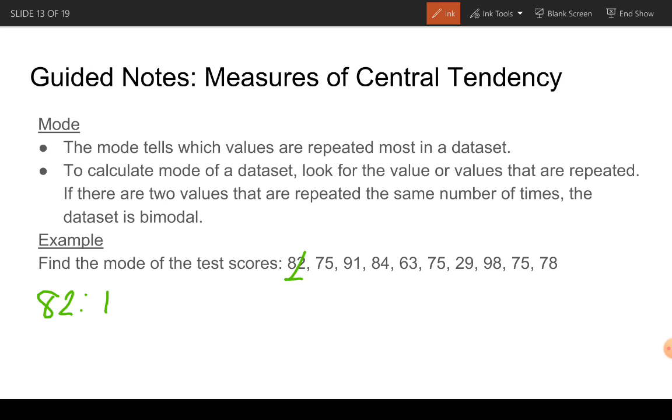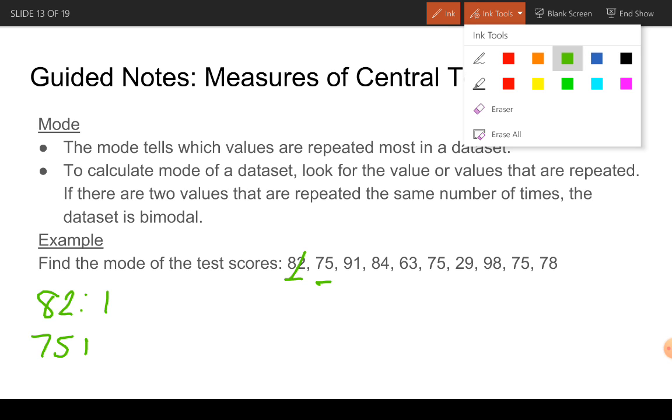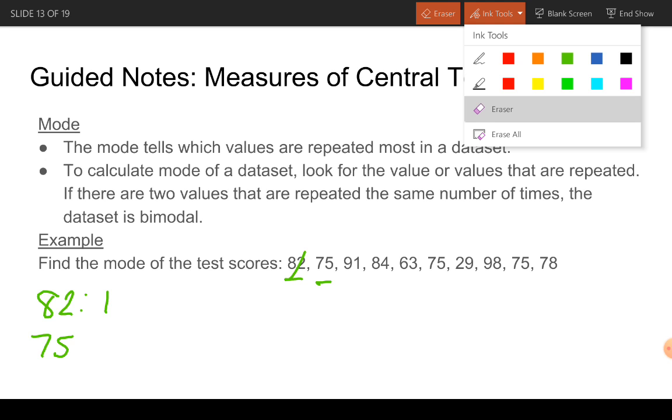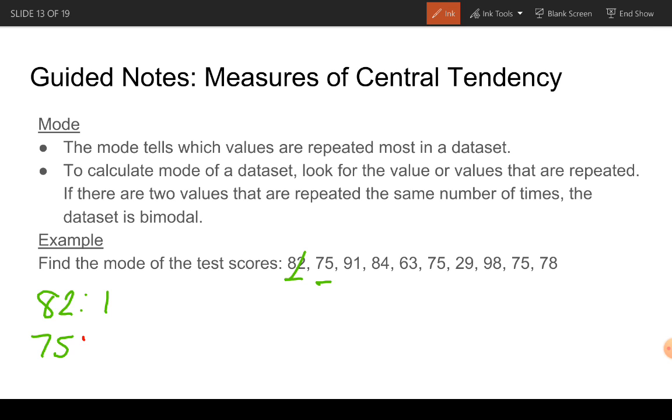Now let's see how many times our next value is listed. So 75, I need to look and see if there are any other 75s here. And I have 1, 2, 3. So I'll write 75 appears 3 times. Now let's see how many times 91 is listed. 91 is listed only 1 time, so we'll put a 1.